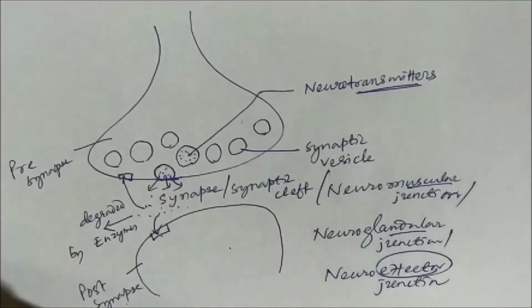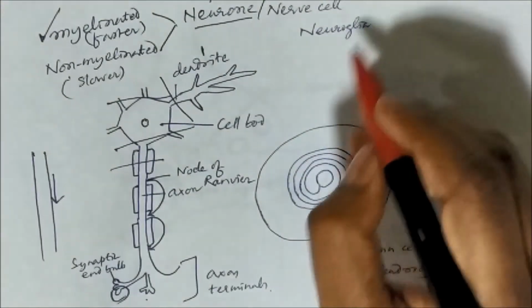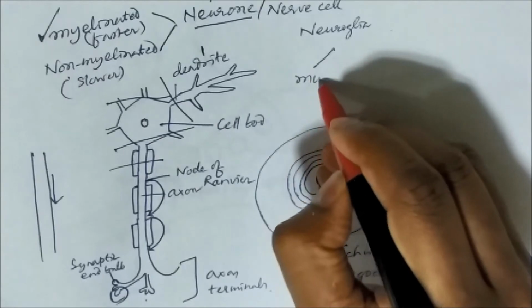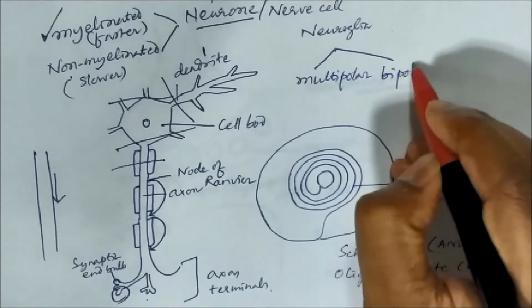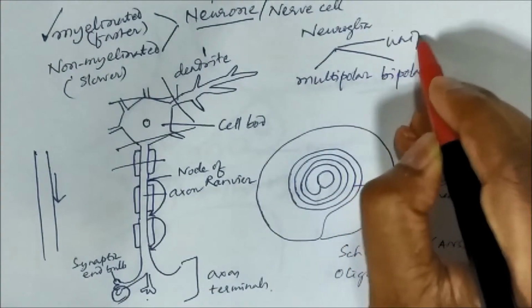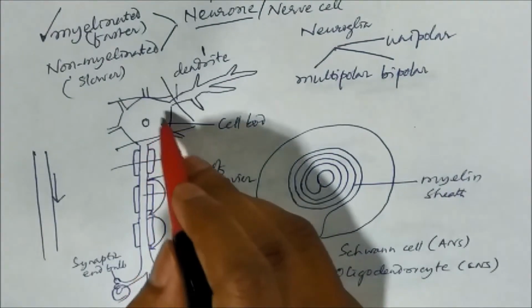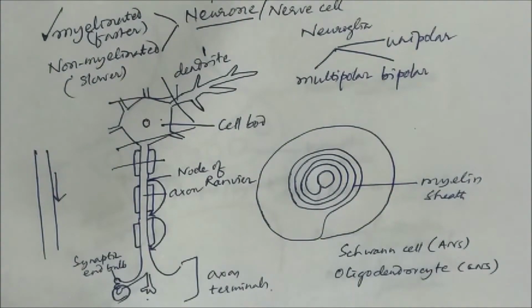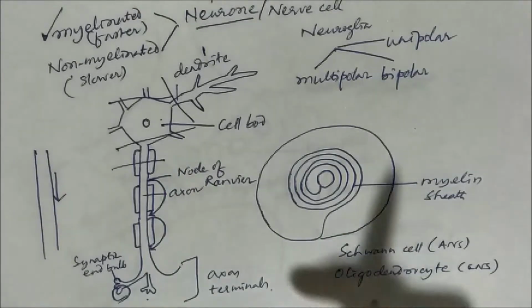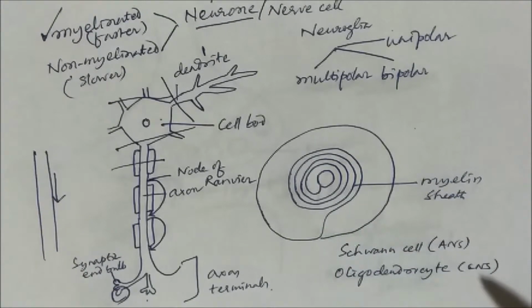Now, these neurons can also be classified as multipolar, bipolar and unipolar. Unipolar means there is only one process: the cell body and one axon. We can draw a simple diagram: cell body, axon, axon terminal. This is called unipolar, and it is mostly found in sensory neurons.